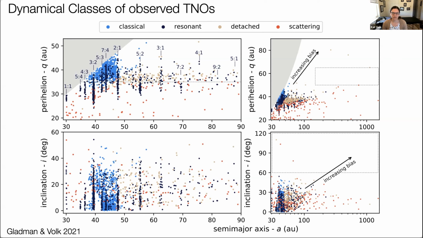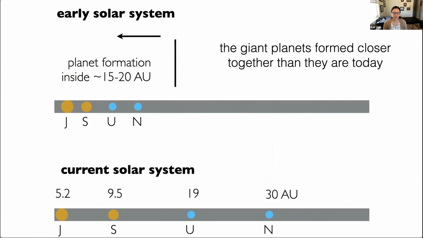And the goal is to use all this complex dynamical structure to try to figure out how we went from the early solar system, where the giant planets formed closer together than they are today. And we generally think that Uranus and Neptune were within 15 to 20 AU of the sun when they formed. And then they interacted with the remnant planetesimal disk and migrated to their current orbits, where we had Jupiter migrate in a little bit, Saturn, Uranus, and Neptune spread out and move outwards. And that leaves us with the configuration we see today.